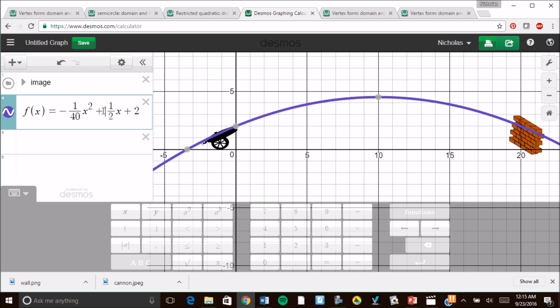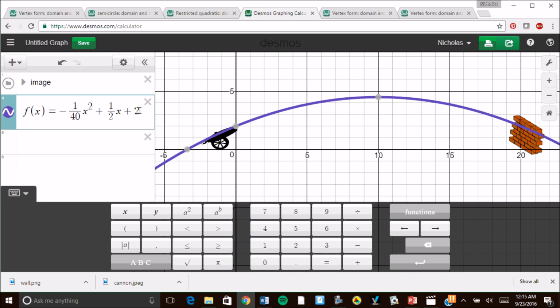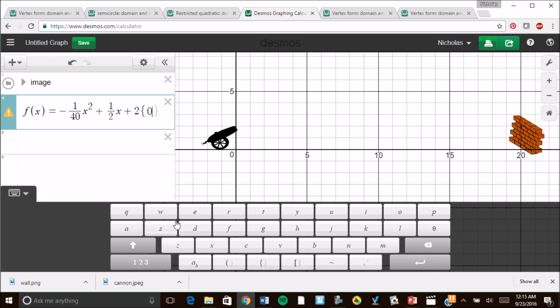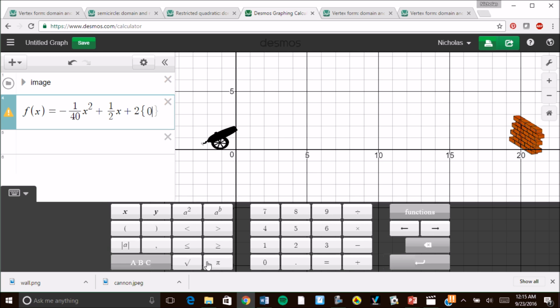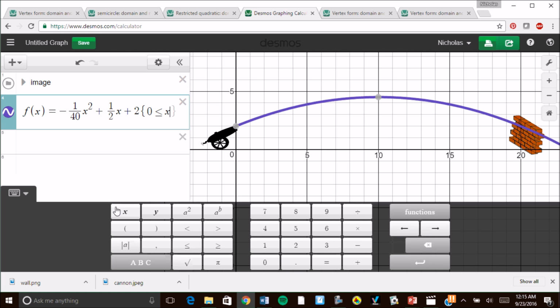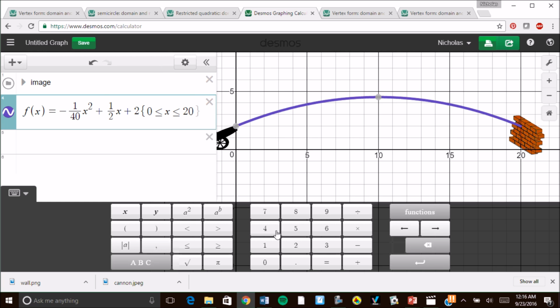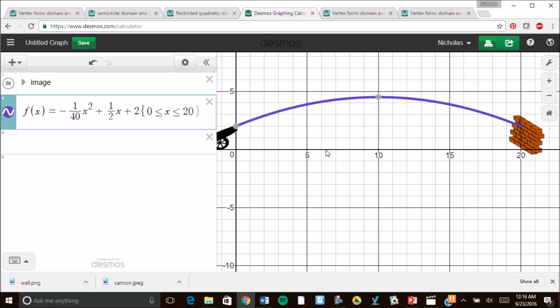So in Desmos, what I'm going to do is the curly brackets again. I'm just going to say that this ball started at 0. I'm going to put in the x. And I know that the wall is over here at 20. So 20. And that should do it for the restriction.